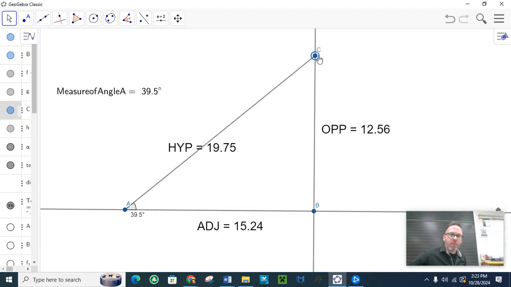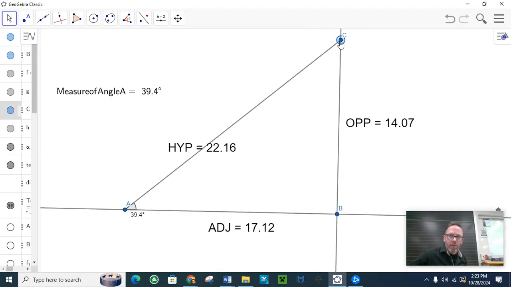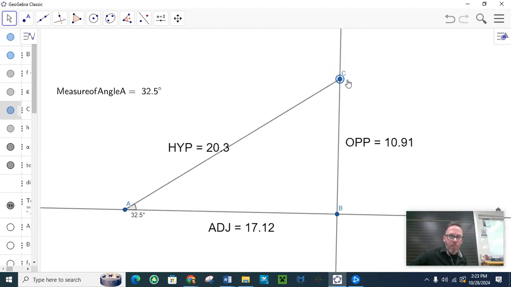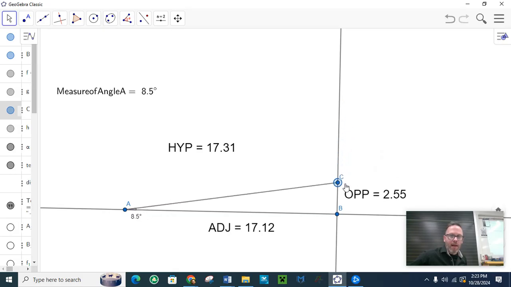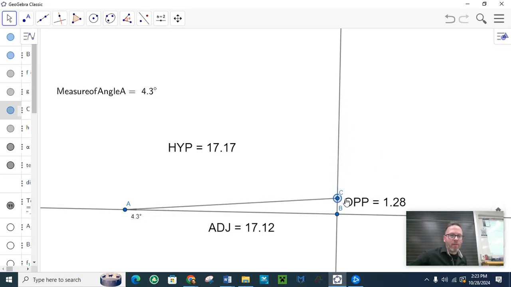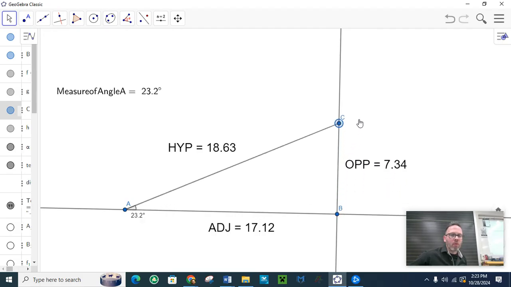Let me do that again. Drag it up here. I'll even make these bigger because it doesn't matter. So I'm going to make this angle smaller and smaller and smaller. Again, what's happening to the opposite side? And what is the relationship between the adjacent and hypotenuse? So can somebody fill in the blanks here?